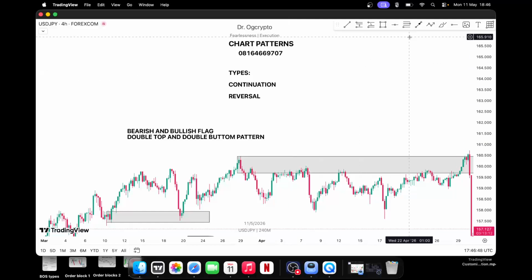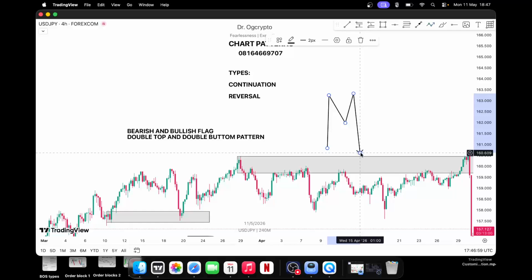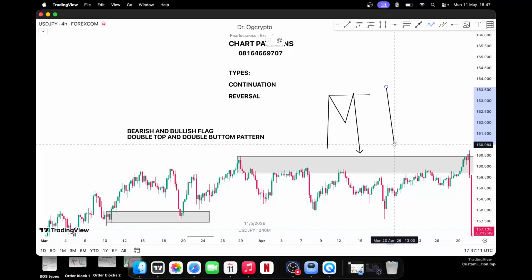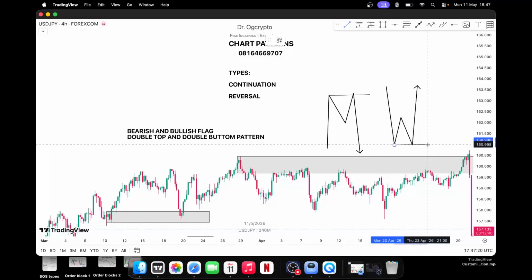Now, how do this double bottom and double top form? They form like this. Double top is like you are forming an M. Once you see market forming M pattern, you understand? So that is double top. So once you see market forming W, when you see W's in the charts, that is double bottom chart pattern.